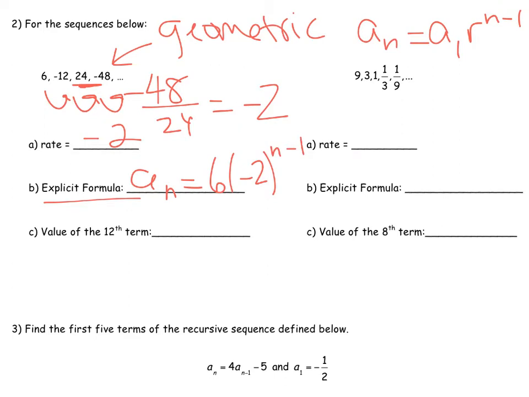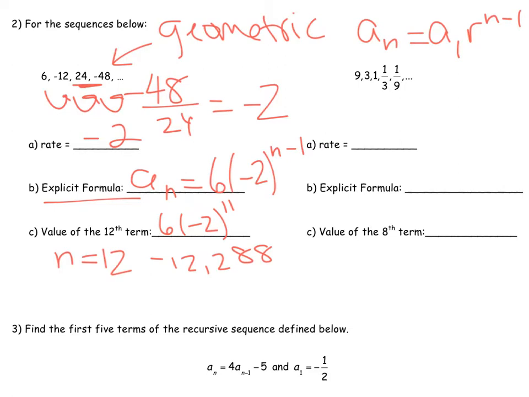Okay, and now the next part asks for the value of the 12th term, so that means we know n is going to be 12, so I'm just going to plug that in. I have 6 times negative 2, all to the 12 minus 1, which is 11. And when I put that in my calculator, I get negative 12,288.